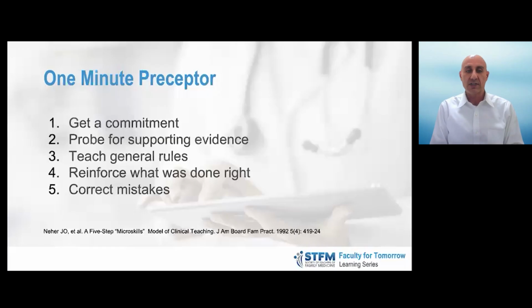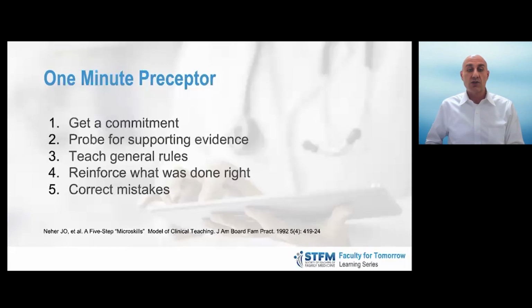Probing for supporting evidence can help you understand your learner's clinical reasoning and how they arrived at the answer that they committed to. For general rules, if there's a common finding or rule that relates to the scenario, share that with the learner. This is often informed by what the learner's plan was or the evidence that they provided for their plan. Then reinforce what was done right and clearly provide correction for any mistakes.